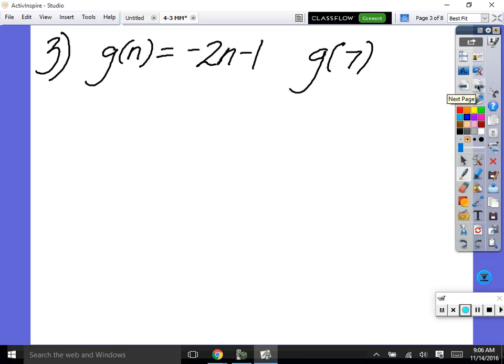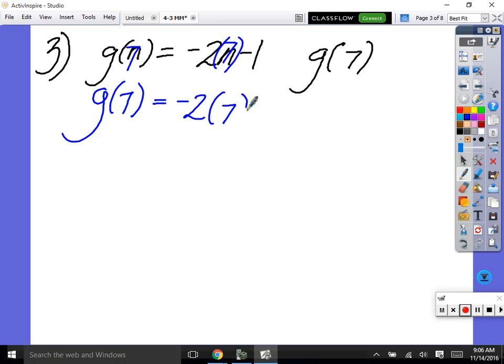How about number 3? It says g of n is equal to negative 2n minus 1, find g of 7. So now we're finding g of 7. Wherever there's an n, we're putting in a 7. If you're replacing it, I strongly suggest a parenthesis. So g of 7 is negative 2 times 7, minus 1. Does everybody see where I'm plugging it in? Now don't try to calculate that piece. That's just y equals.